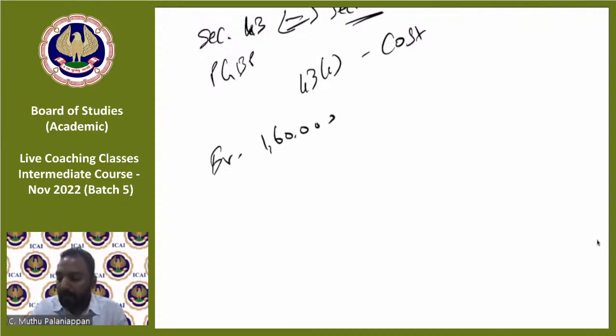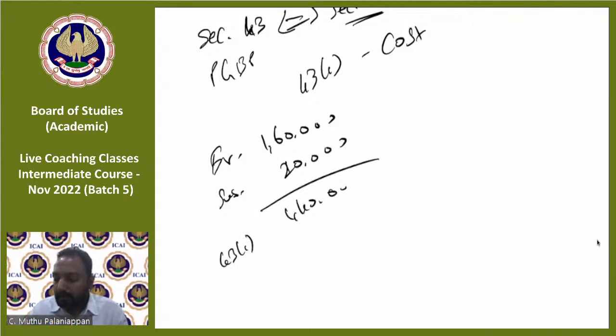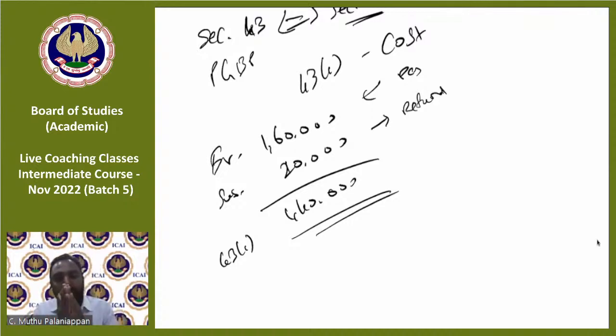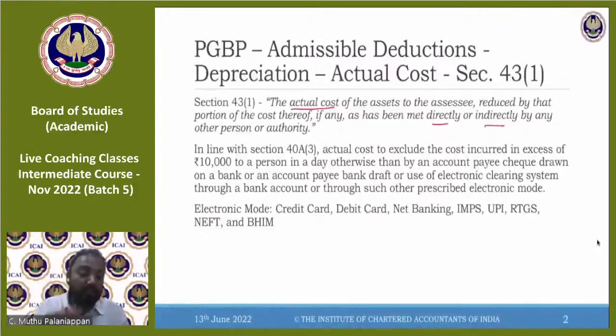Okay. Now subsidy is, let's say, 20,000. Now 43(1) says your cost is only 1,40,000 because you pay 160, and this is refunded by the government to you. So your actual cost is only 1,40,000 because this 20,000 is met by some other person or authority. So whatever you are actually spending on that asset is only your actual cost.